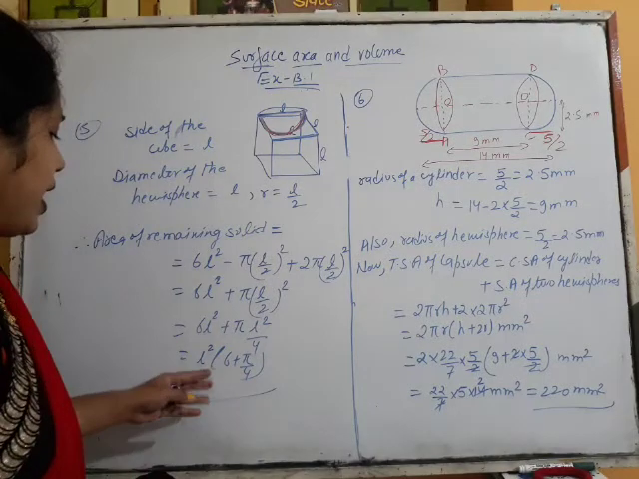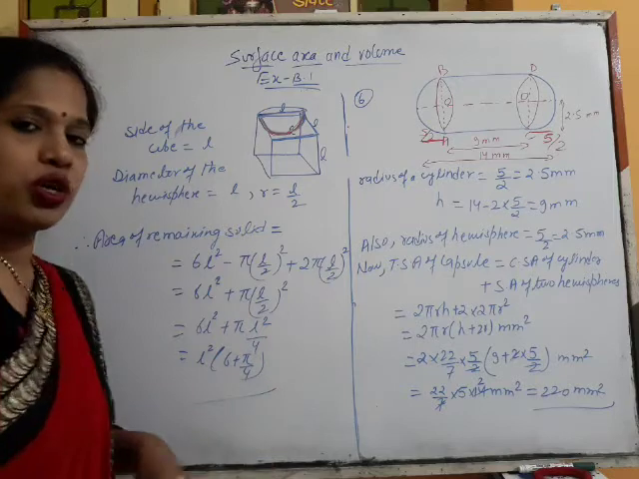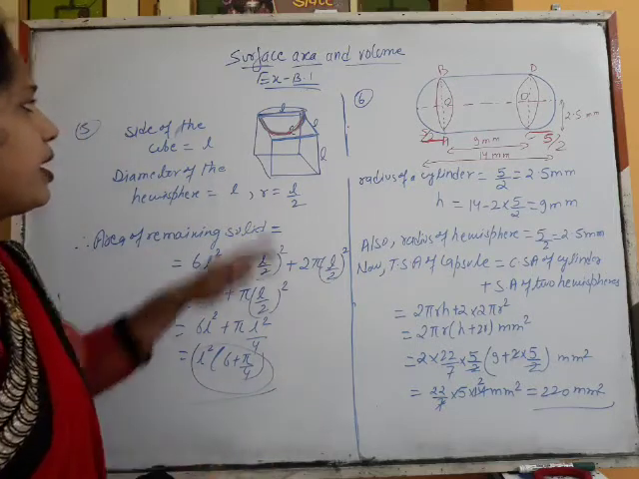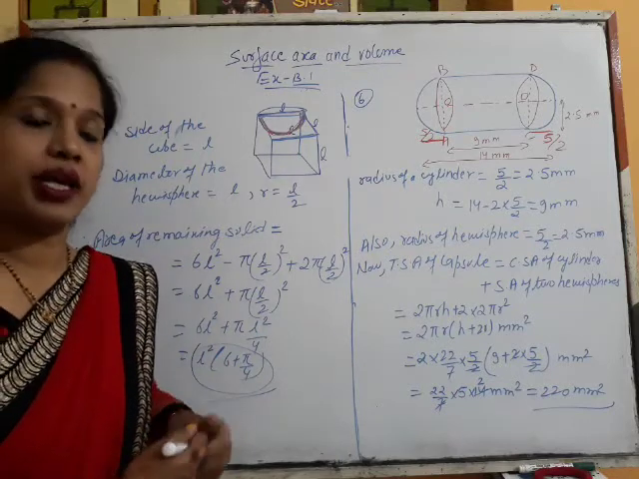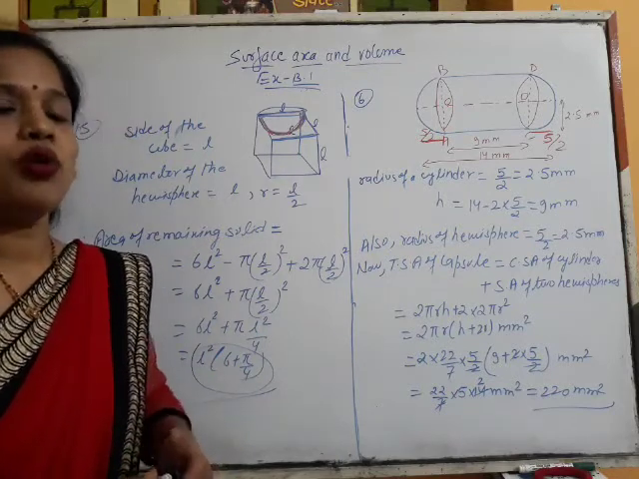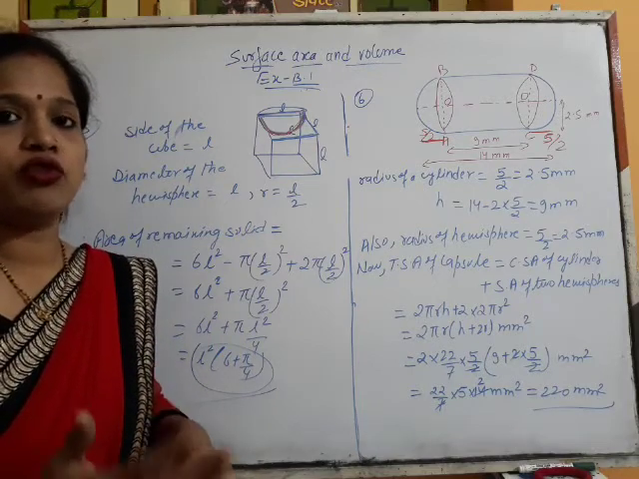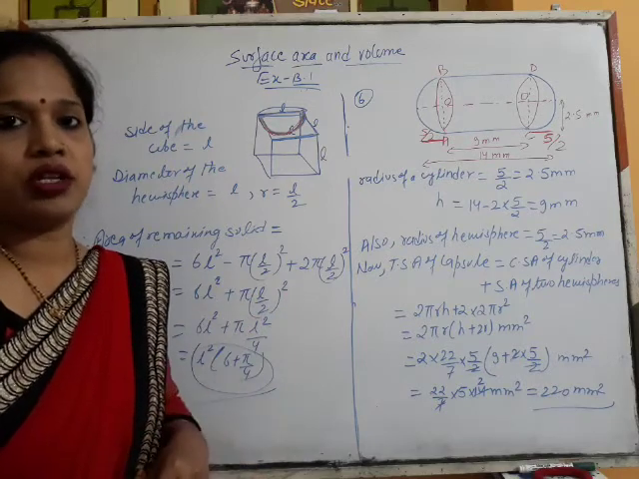Okay. So like that you can leave it, or by taking LCM also you can leave it. So it's up to you. So this is the area of the remaining solid of this combined shape. Okay. So this is how you can do the other questions also, which are combinations of solids, and we need to find the surface area according to the question. Thank you so much.